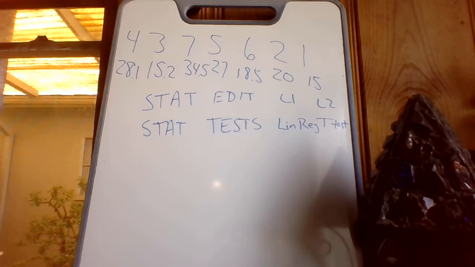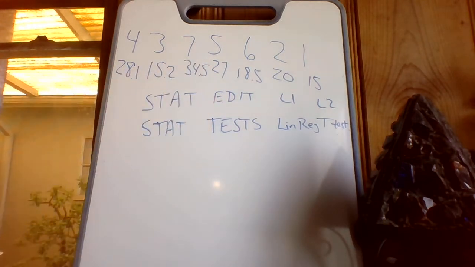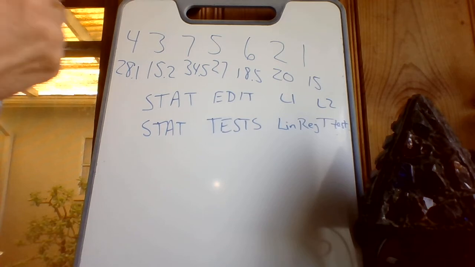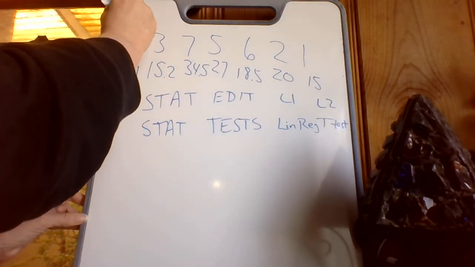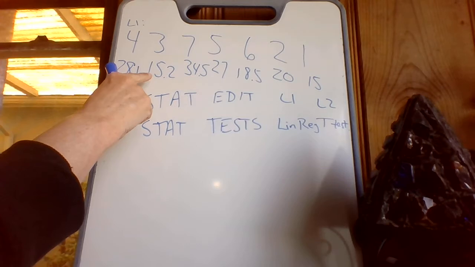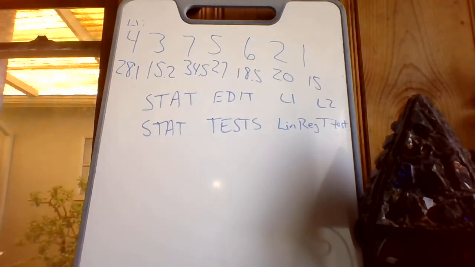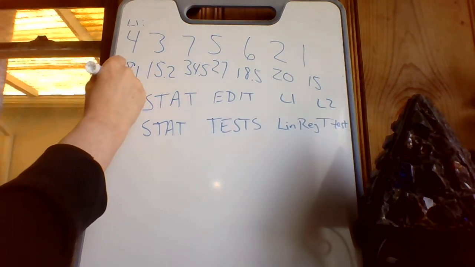And so what I do is I get on my calculator, and I go into the stat button, and edit. I got to get these numbers into the calculator. Same as when you're doing one variable stats, these numbers have to go in. So you take the first list of numbers, 4, 3, 7, 5, 6, 2, 1, and you put those in list 1. And then 28.1, 15.2, 34.5, 27, 18.5, 20, and 15, you put those in list 2.